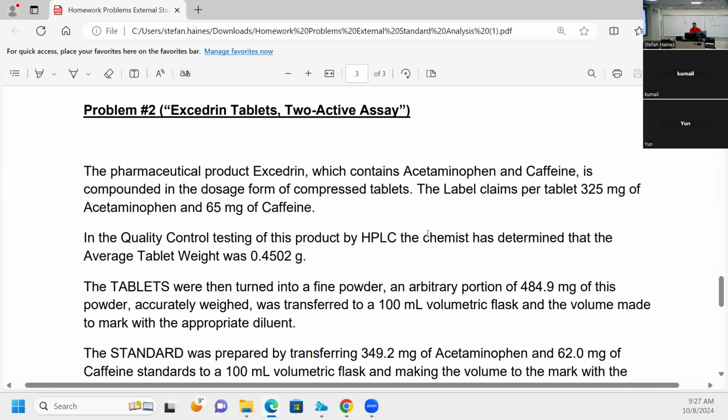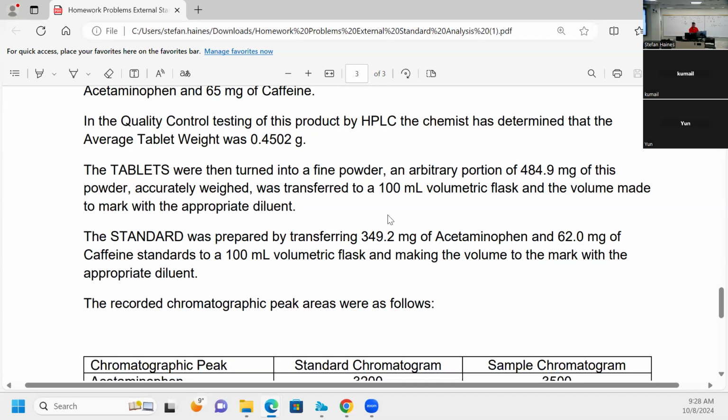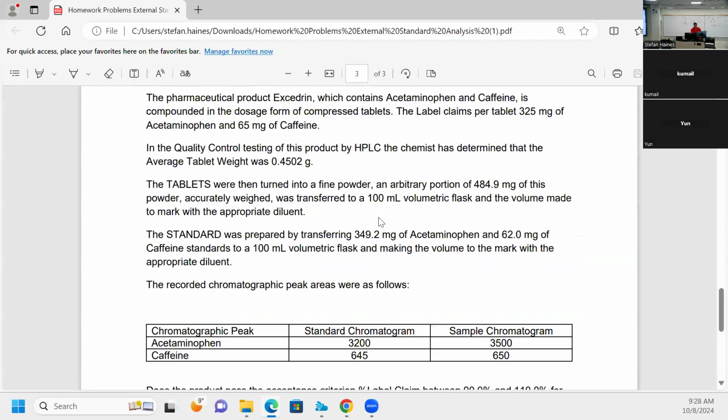Okay, problem number 2, Excedrin tablets, the tablets that have acetaminophen and caffeine. They say there are 325 milligrams of acetaminophen, and the average weight is 0.4502 grams per tablet. They crushed them up, took a portion, put it in a flask, and made their standards. We have our peaks, our weights, our concentrations, and our chromatogram peaks.